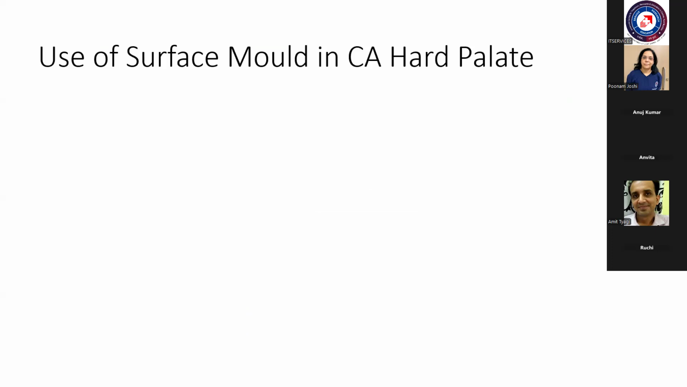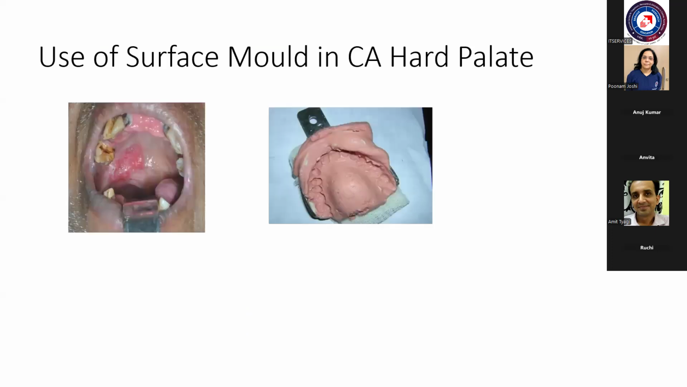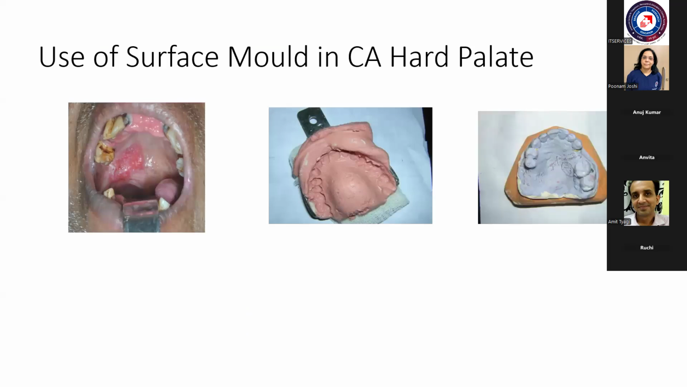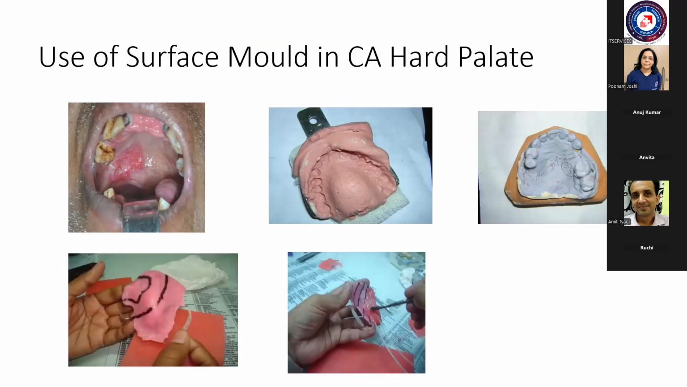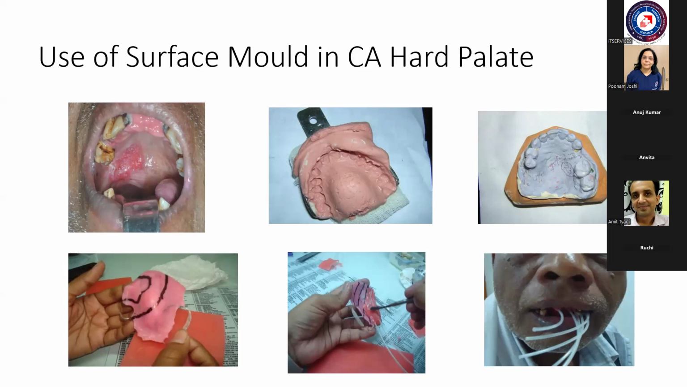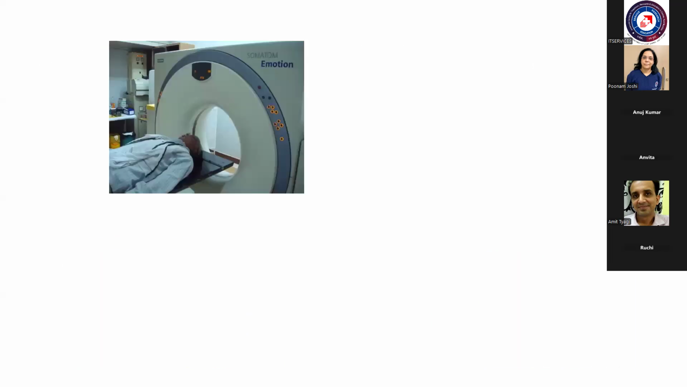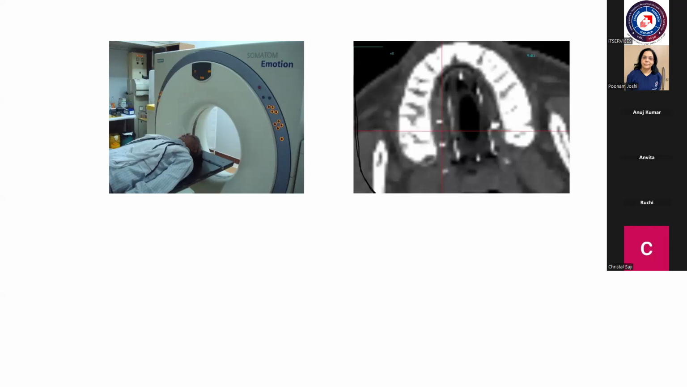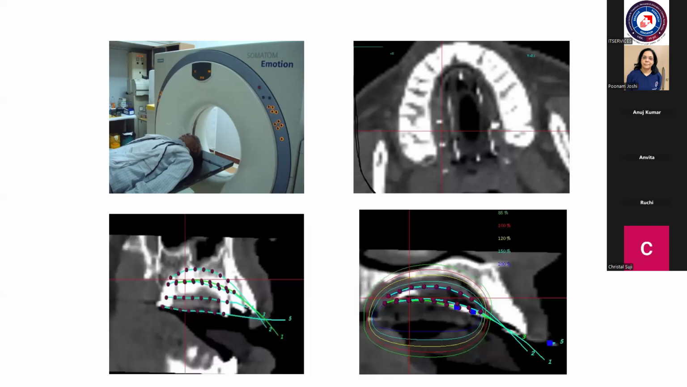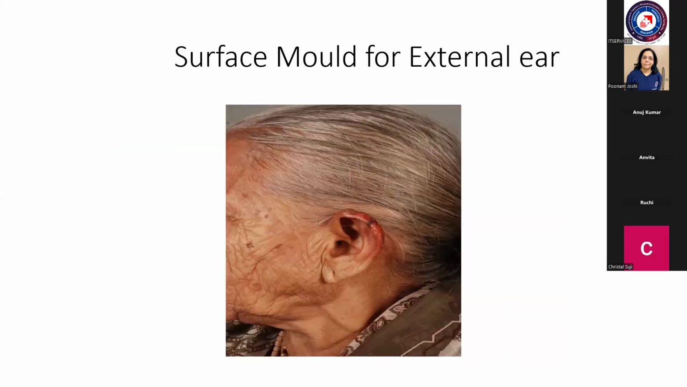brachytherapy. Surface mold is also used in CA hard palate. So this is a case which has been done similarly, where we can see a negative cast is made, a positive cast is made, a mold is made subsequently, and then the patient is treated with surface mold brachytherapy. So once the implant or the surface mold is placed, we again take the CT cuts, see how the catheters are placed, how well the geometry is there, and then we see the dose distributions, and then we treat the patient with surface brachytherapy.